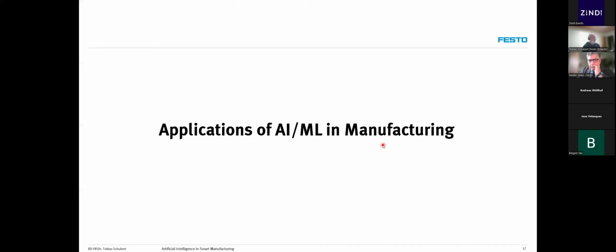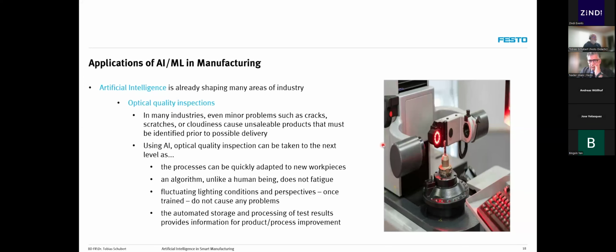Just to set the stage, maybe some examples of where we find this in manufacturing, at least from the industries I know in Germany. What we see over and over again is optical quality inspection. That's more or less standard or default since, I don't know, decades. Of course, now it's using machine learning. Now it's using AI.